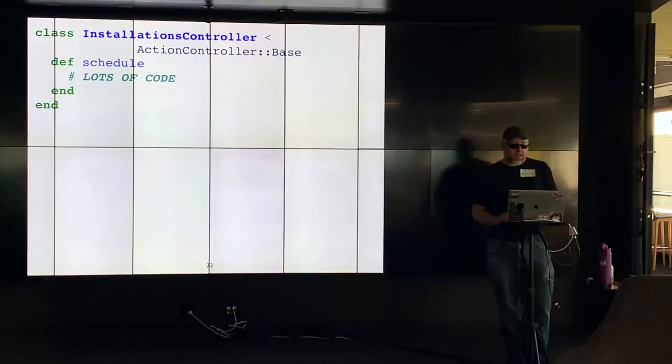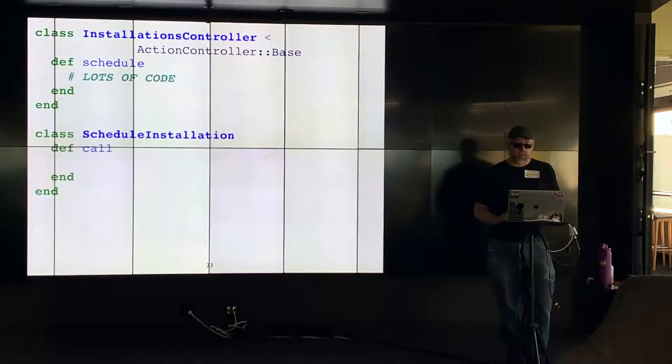The first thing I do is I create a new object that is named after what the method does. So I have the installations controller schedule, and I create a new class called schedule installation. This new object has one method, which I usually name call. If you're using the service object pattern or the interactors gem, you might also call this perform. Doesn't really matter. But what I do here is I take the entire body of that original method and I move it into the call method of the new class. And then I run the tests.